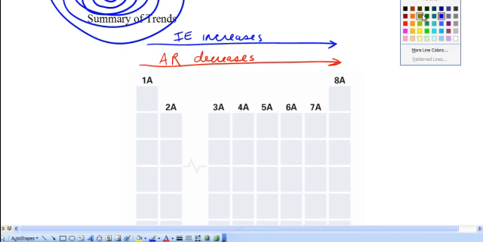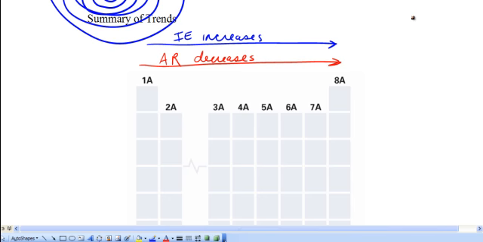And then finally, we'll do this one in orange. As you go from left to right, because that nucleus is getting stronger and stronger and stronger, the electronegativity, EN, also increases. It increases because that stronger nucleus is able to draw the electrons towards it when it's actually bonding.